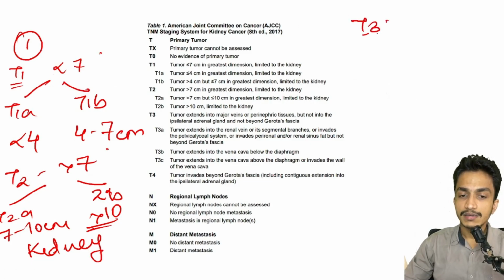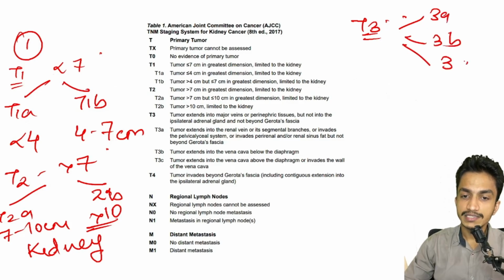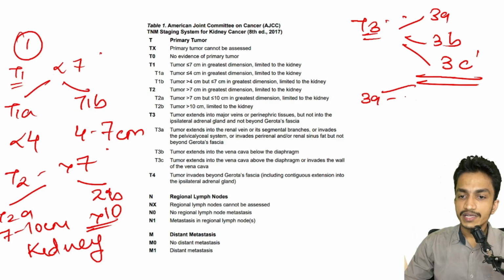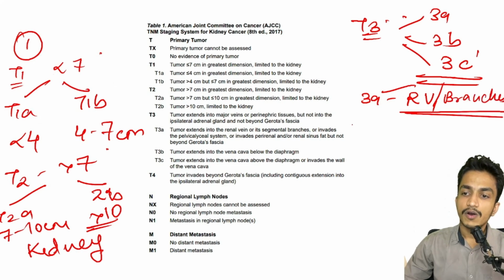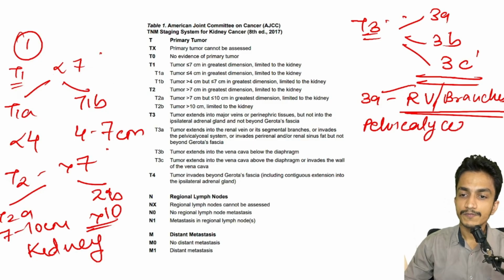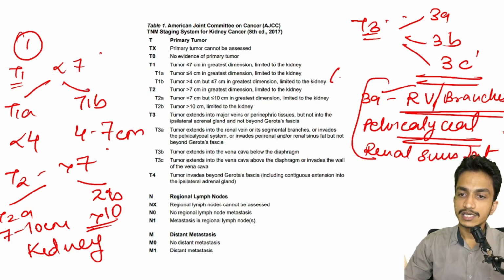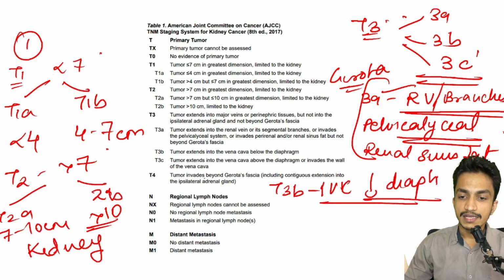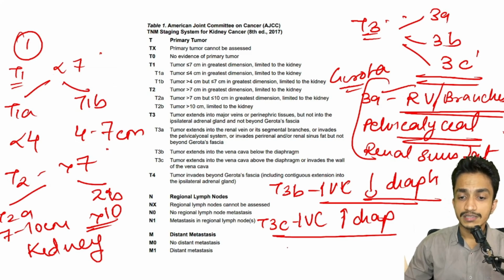Now T3 is divided into 3A, 3B and 3C. T3A is if it is invading into the renal vein or its branches, or the pelvicalyceal system, or the renal sinus fat, but it is within the Gerota's fascia, not invading beyond that. If it is in the IVC but below the diaphragm, that is T3B. T3C is if it is in the IVC and above the diaphragm, or there is invasion into the wall of the IVC. And if it is invading beyond the Gerota's fascia, then it is T4.